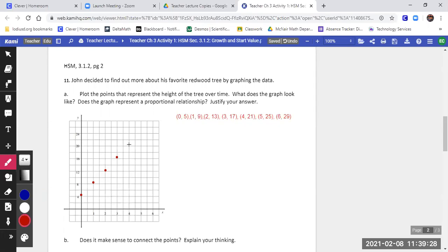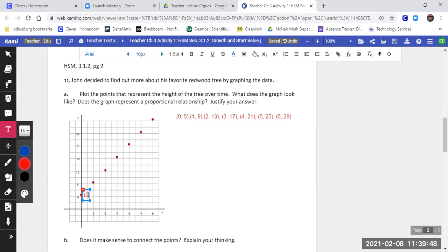Year 4, year 5, and then year 6 is going to go slightly above the graph. Then I'm going to go back and get the coordinates, put them on the graph. That was 0, 5, 1, 9, 2, 13.